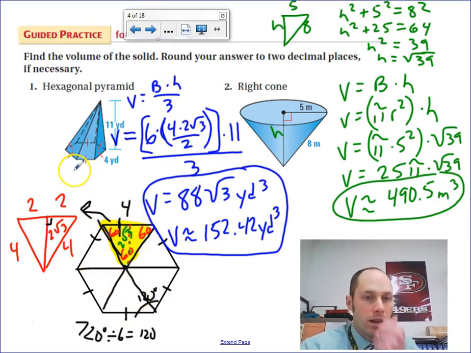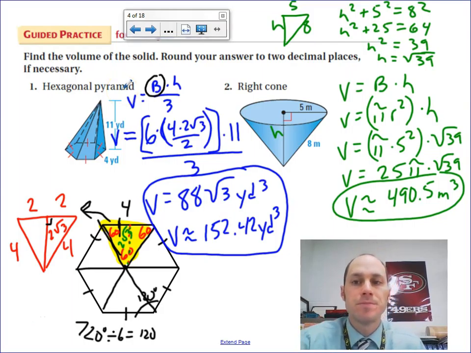So then I need to find the volume, or the area of that base. So that's 6 triangles times each triangle's base of 4 times the height of 2 square roots of 3, divided by 2, times the height of the figure, which is 11. Divide that by 3 since it is a hexagonal pyramid.